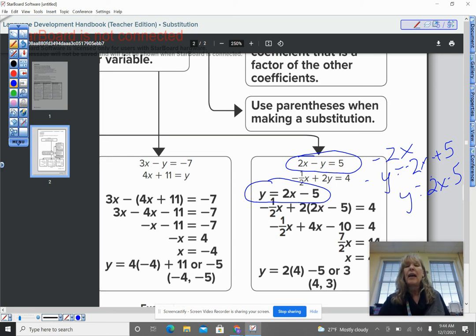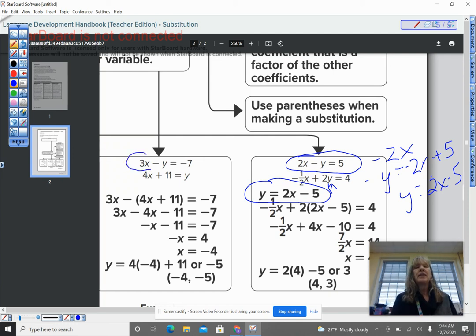And then with that, they substituted 2x minus 5 where they see the y up here. So they just rewrote the equation, -1/2 x plus 2, and then parentheses 2x minus 5 equals 4. So they've rewritten the equation so that you will get a reciprocal or a coefficient of something. Same with your second example. They did that the same way.